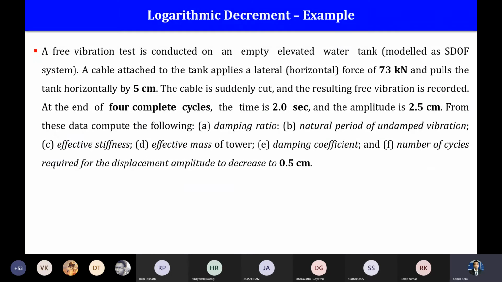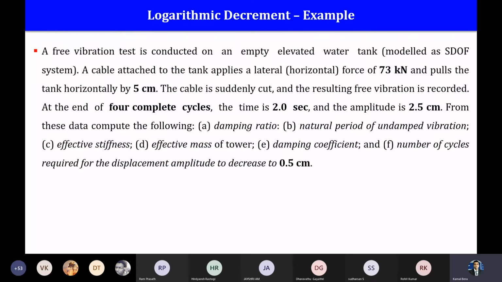But we are considering that the mass is at the top. Then the damping coefficient, that is C, and the number of cycles required for the displacement amplitude to decrease to 0.5 centimeter. That means you have to find out basically the J value, the number of cycles so that it goes down from 5 to 0.5. So I am just reading the question again.